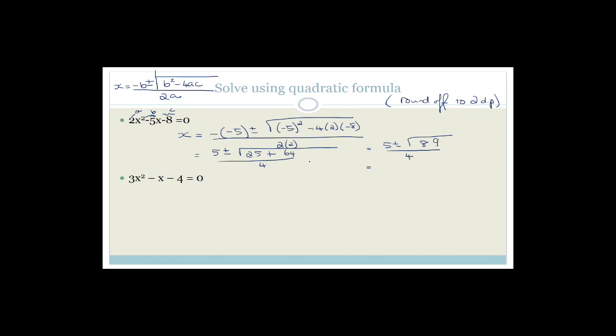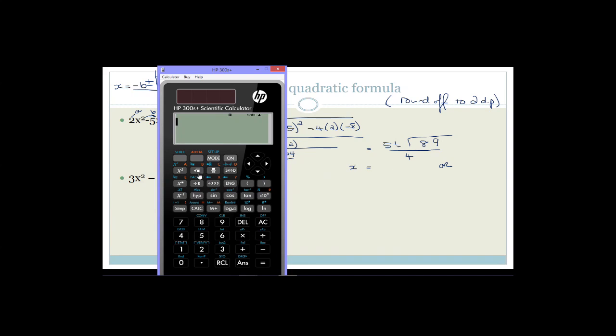So now we need to find two answers. We need to find x is equal to 5 plus the square root of 89, or x is equal to 5 minus the square root of 89, over 4. So let's get out our calculators and do that. So fraction, 5 plus the square root of 89 all divided by 4 equals, that's no use to me, so let's press the AC button, 3.6. Now they've asked us to round off to two decimal places, so we always look at the third number, and that's an 8, which means it's bigger than 5, so we're going to round this up, so it becomes 3.61.